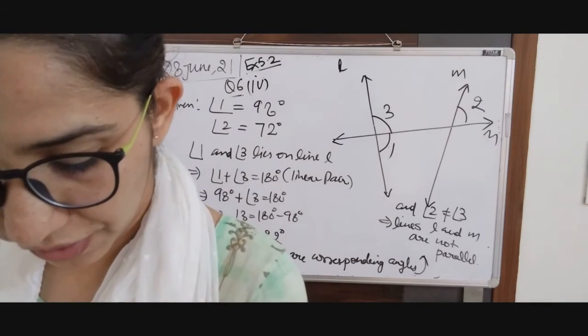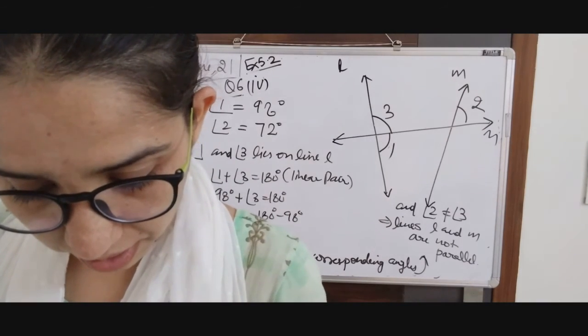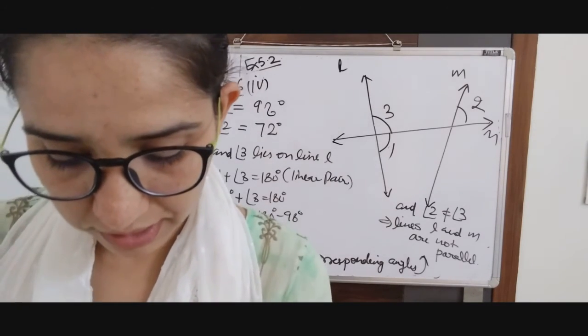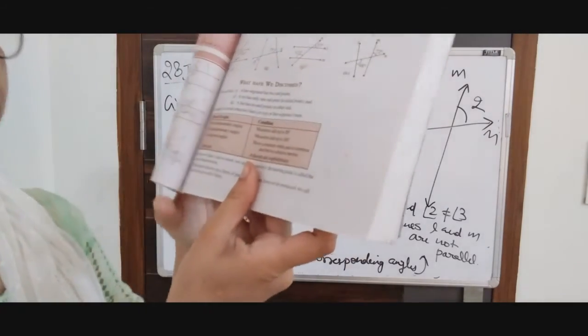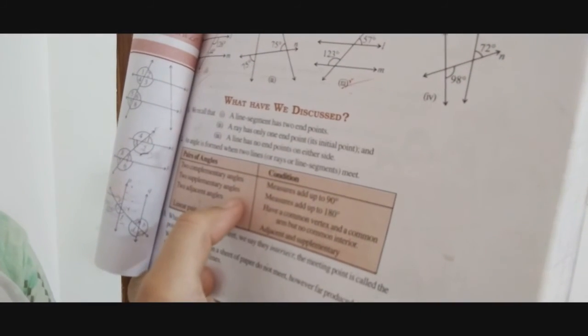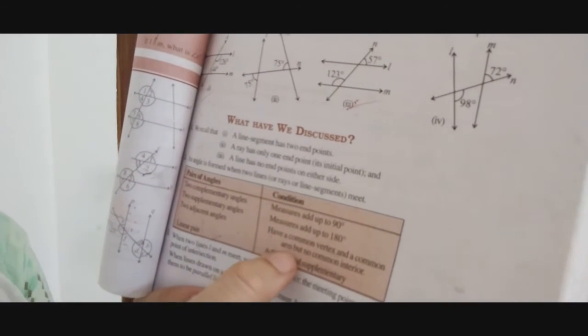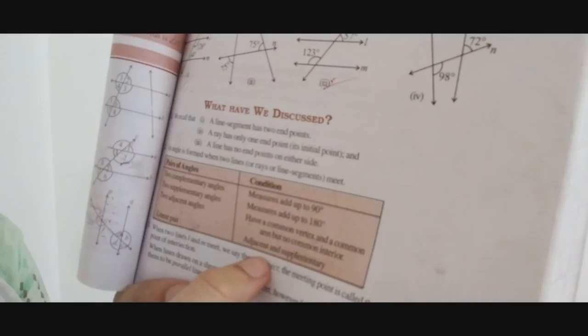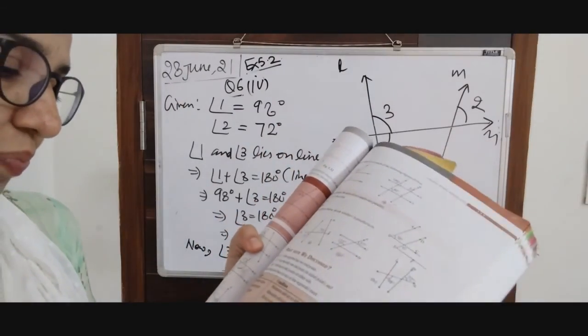Now with this we have completed the chapter. Next, we have what we have discussed. In that we have been provided with some definitions, like pairs of angles and conditions, which we have discussed already. Two complementary angles measure up to 90 degrees, supplementary angles 180 degrees. Adjacent angles have a common vertex, common arm but no common interior, or you can say that non-common arms lie on the opposite side of the common arm. A linear pair is adjacent and supplementary.